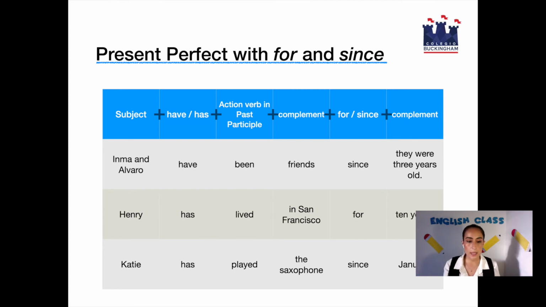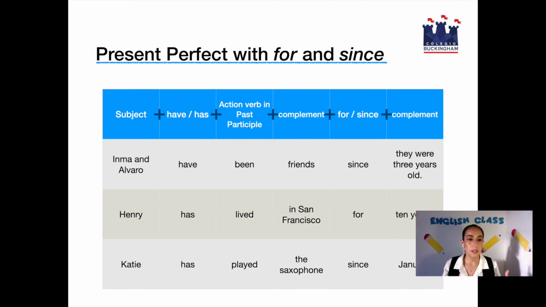In the second example, we have Henry. In this case, we are going to use has because Henry is a third person pronoun, he is a he. Then our action verb in past participle, lived. Lived is the past participle of live. Then a first complement, in San Francisco, we are setting where he is. Then for, because the second complement is a period of time, and our period of time is 10 years.